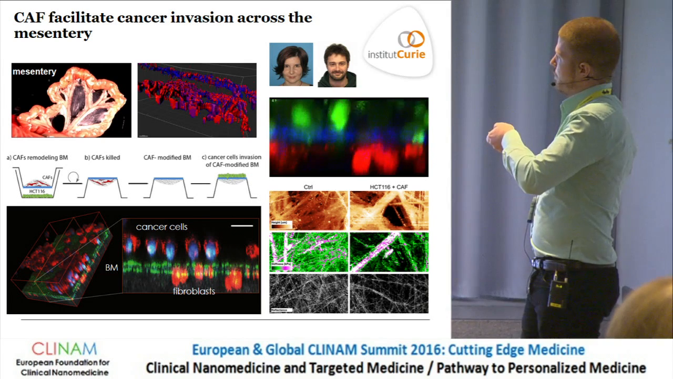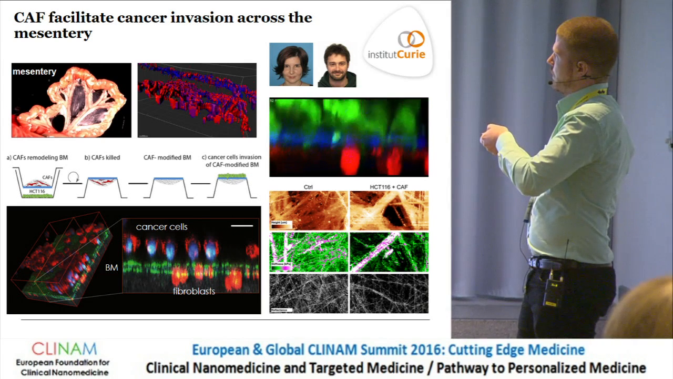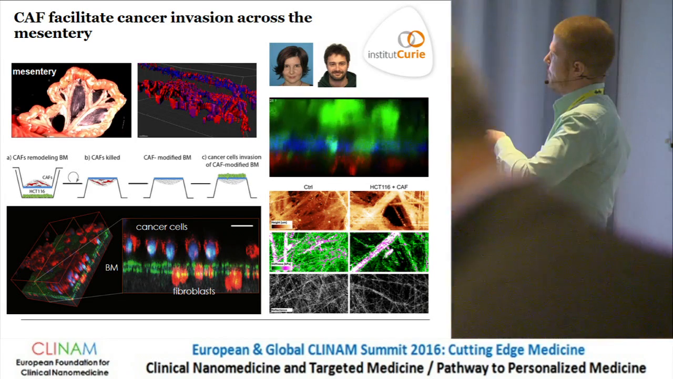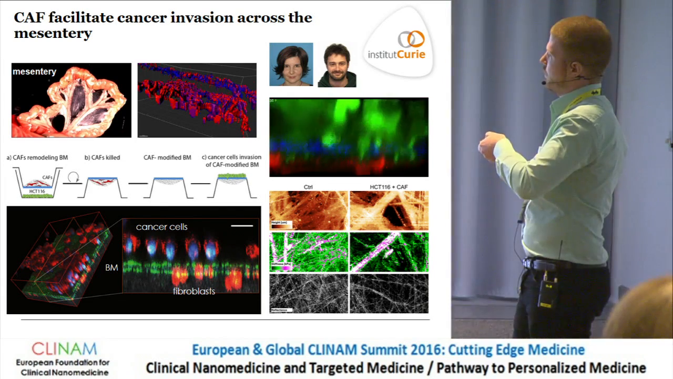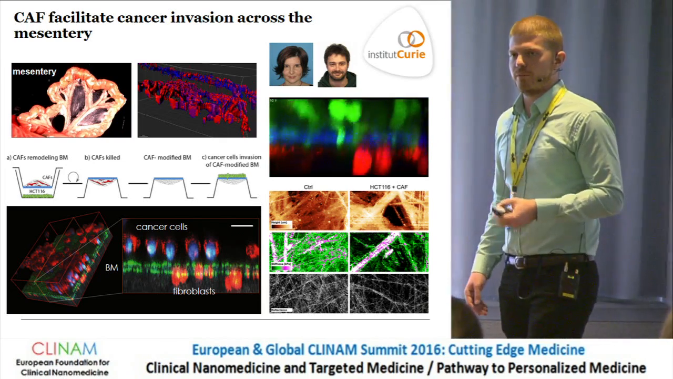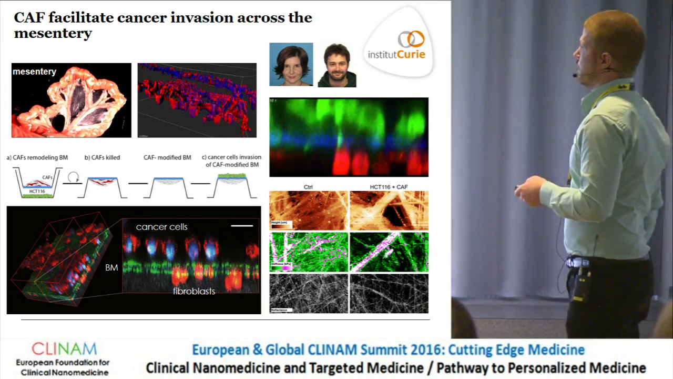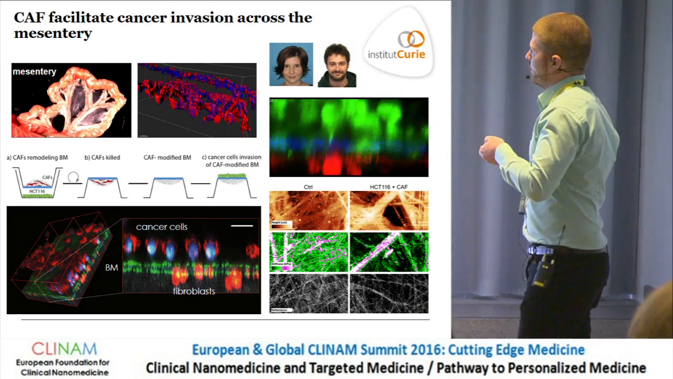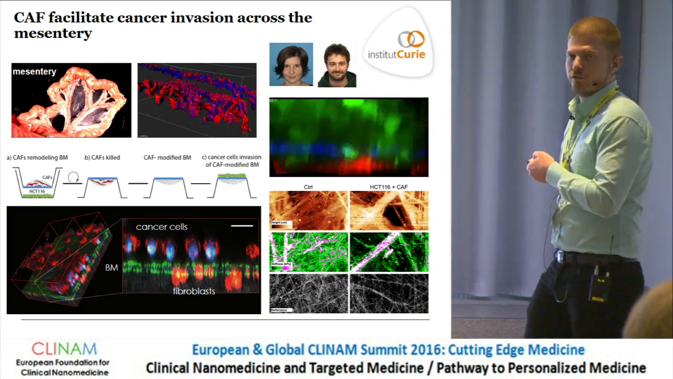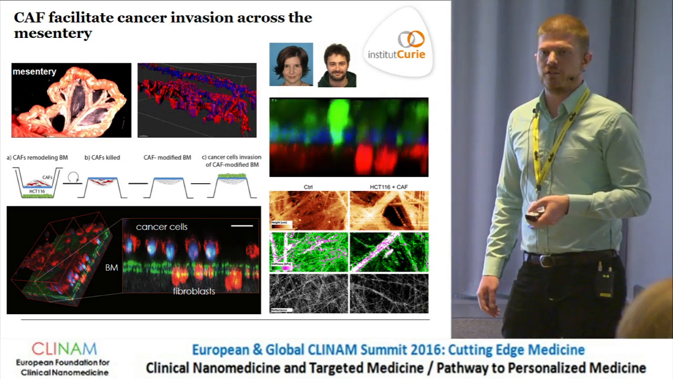And then we did some more AFM experiments. These are again force maps. So you see that after having treated the cells with cancer cells and fibroblasts, you really see holes in this basement membrane, indicating that the cells are going through this membrane. At the same time, you see that there is a decrease in stiffness, so this basement membrane got a lot softer as well.